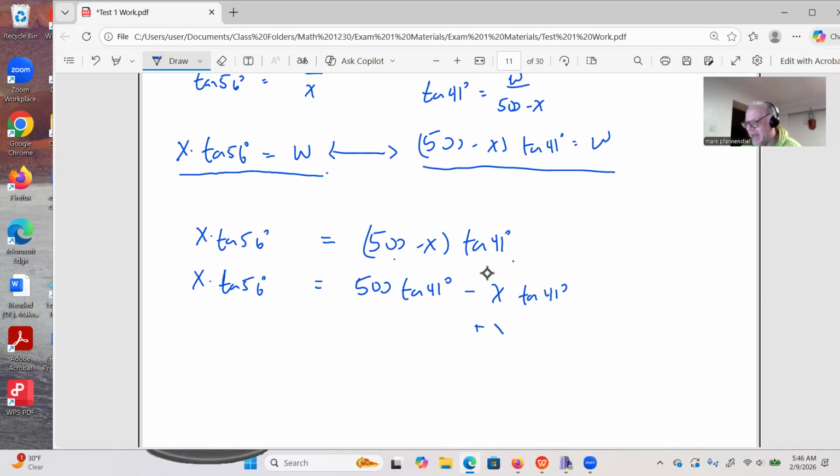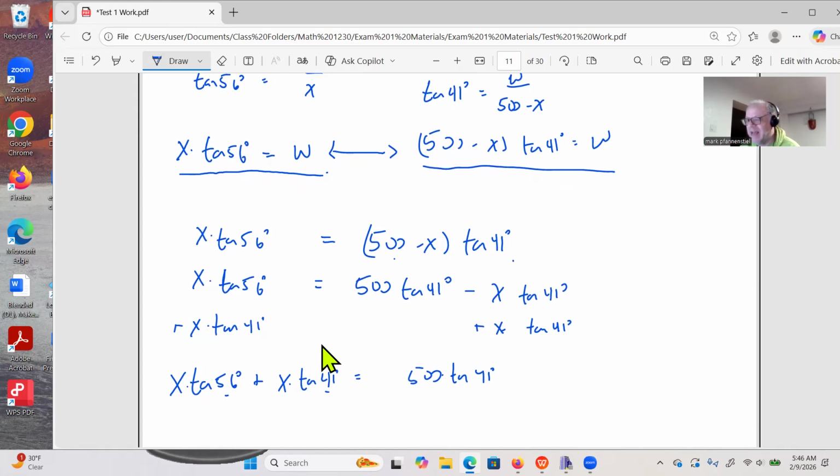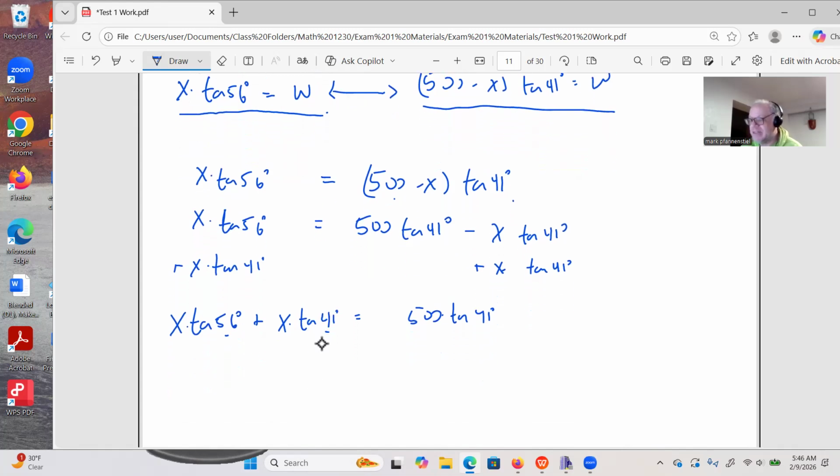So we're just going to add X times the tangent of 41 degrees on both sides. So we could say this is X times the tangent of 56 degrees plus X times the tangent of 41 degrees is equal to 500 times the tangent of 41 degrees. Don't go multiplying or adding anything with the tangents. These are their own separate numbers. We can't add them together or anything like that. We can, but it's a more complex process. We're not going to do that.